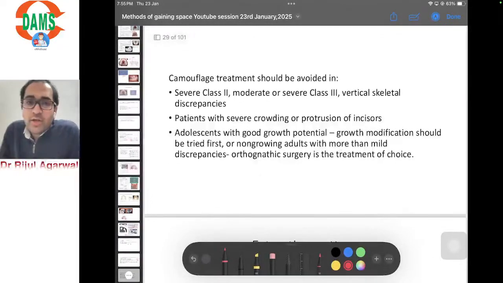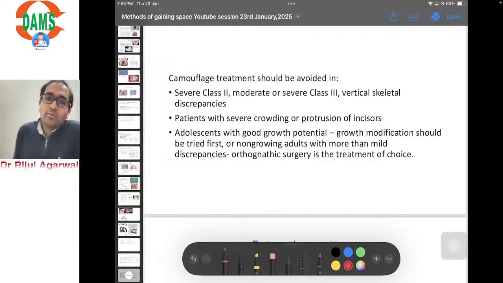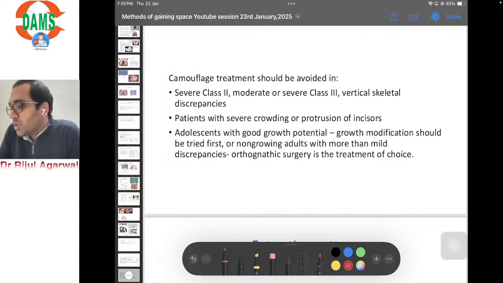So what are the cases that should be avoided? Severe class 2 and moderate to severe class 3. Next, vertical skeletal discrepancies, and patients with severe crowding or protrusion of incisors. Lastly, adolescents with good growth potential. In those cases, we should go for growth modification first, and camouflage treatment or orthognathic surgery should be reserved for patients in whom the growth modification period has already passed.